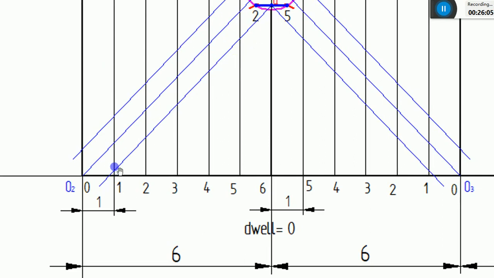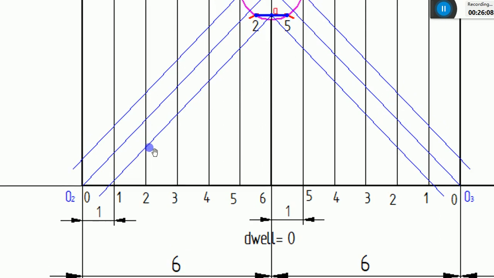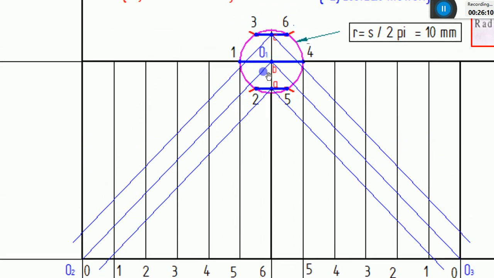So I can name it as 1 dash, 2 dash, and you can see the second intersection point, the second inclined line. Sorry, this is a second inclined line which is coming from point B. It will intersect the third vertical line at this point. This will be 3 dash.